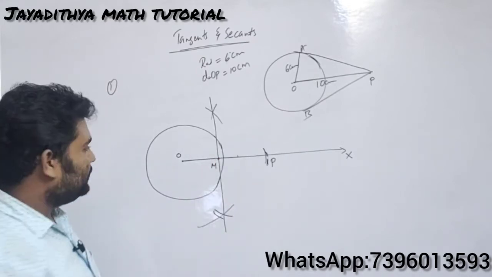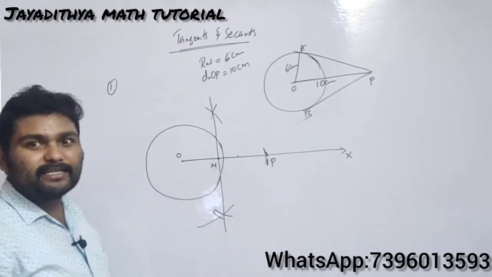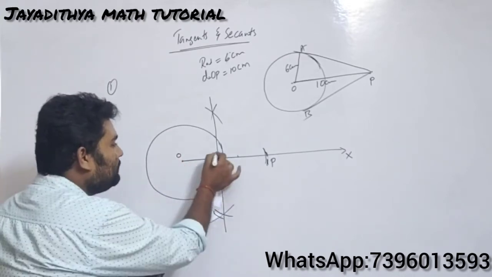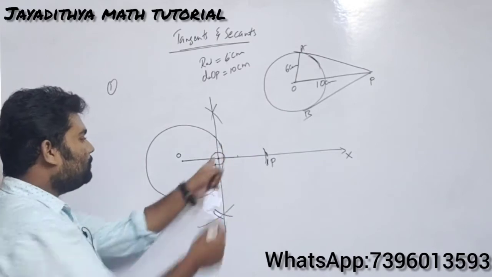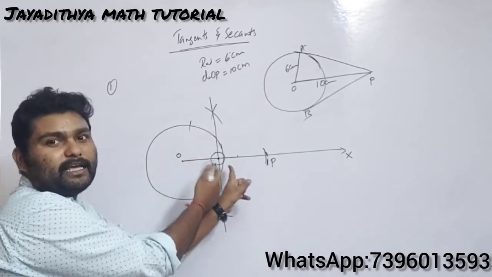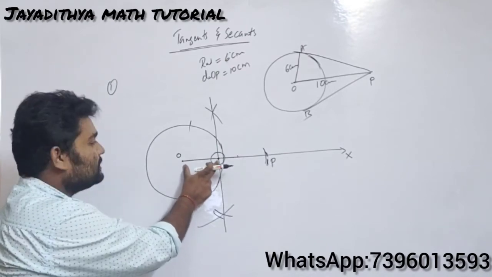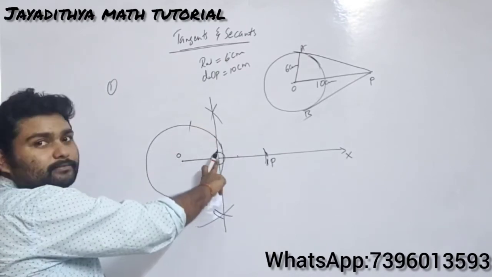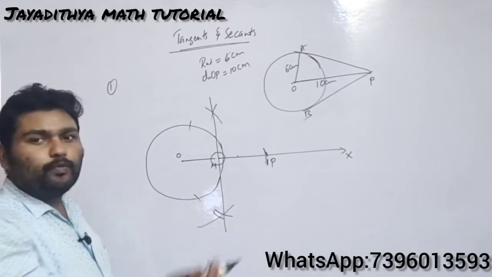After this, what you need to do is take OM as radius and M as center. So taking the pointer at M, cut the circle with the radius OM. That means first of all you measure this one with the compass and take center M and you cut this one. That's all. Or else you can do one more thing.